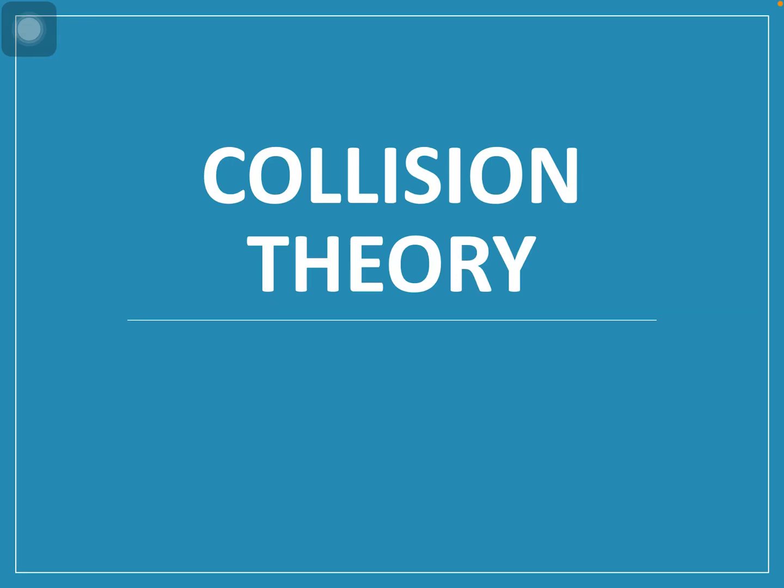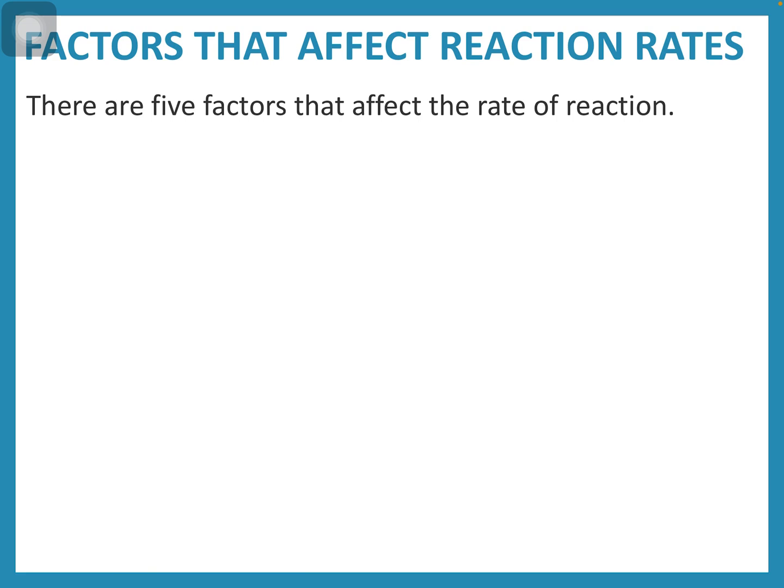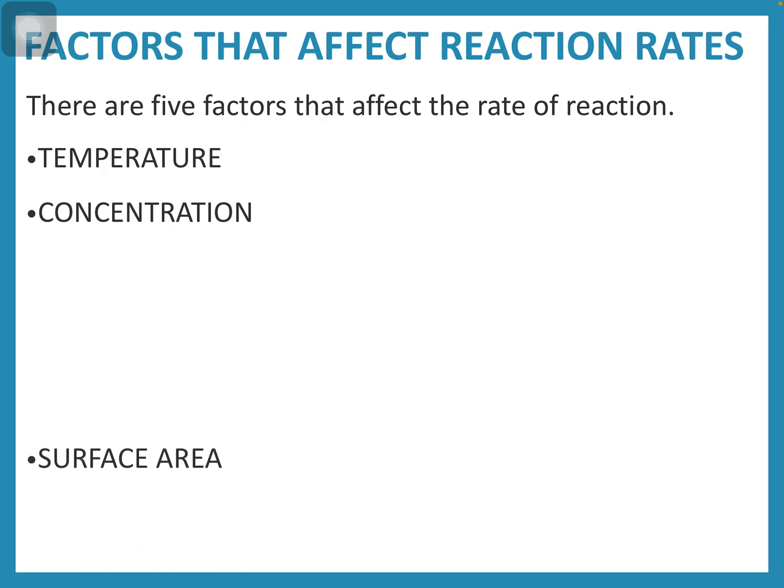In this lesson, we're going to learn about collision theory. So there are 5 different factors that affect the rate of a reaction, or how fast a reaction is occurring. So there's temperature. The hotter that reactant molecules are, the faster they're moving, so the greater kinetic energy they have. Concentration, so a higher concentration means we have more molecules in a given space.